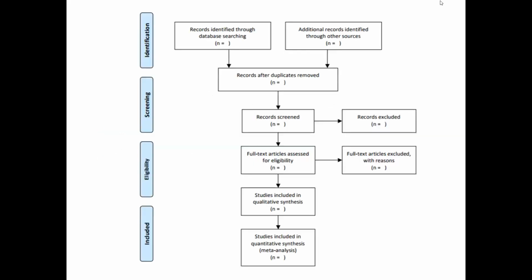So you can see here how it goes: identification, screening, eligibility, and how many we included. This will finally go to the meta-analysis. You can see records screened, records excluded, assessed, excluded. For quality synthesis, there is the systematic review, and then the quantity, where the meta-analysis comes into the picture.